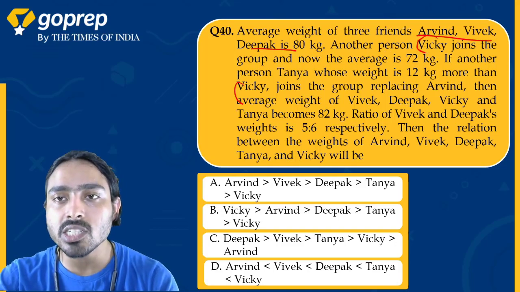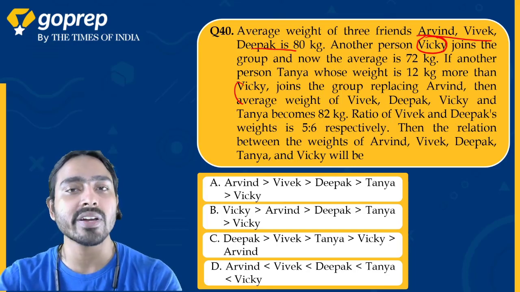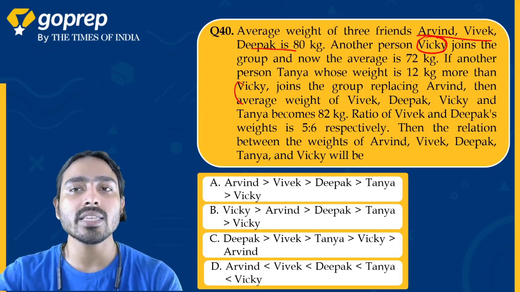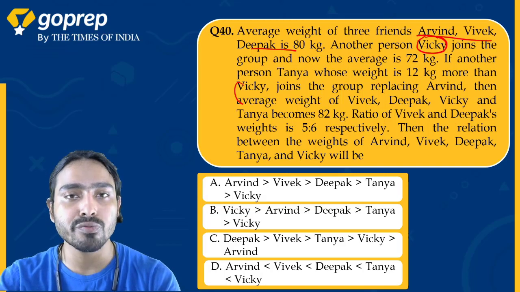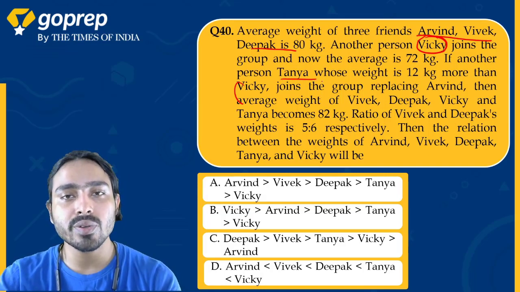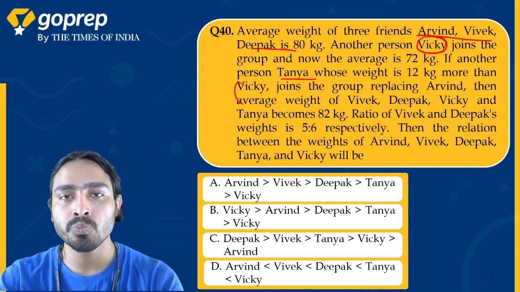So we can find out the age of Vicky from that, right? Because we are actually aware of the total weight of it, so we can find out the weight of Vicky. If another person, Tanya, is added, 12 kg more than Vicky, and we have found out the weight of Vicky, so we can actually find out the weight of Tanya. So now we can see that we have already found out the weight of 2 people in the group, right?